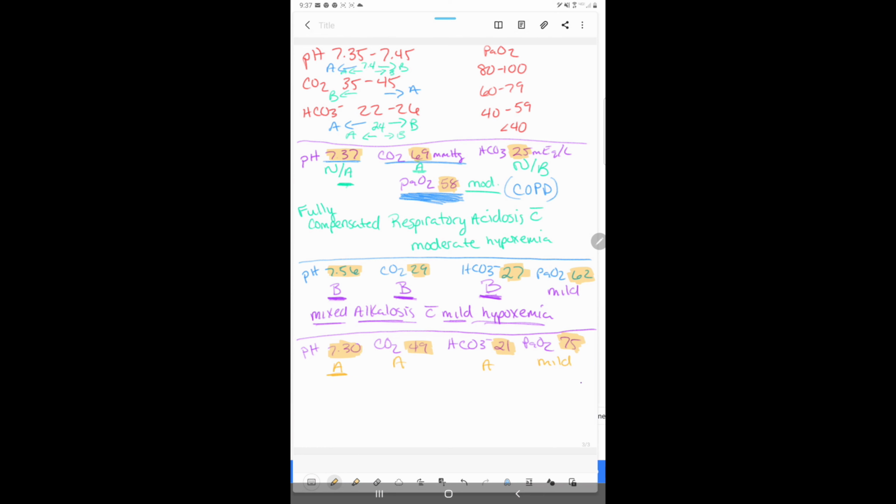So to interpret this, can you guess? You have a pH of an acid. CO2 is an acid. Bicarbs are acid. All three are acids. So therefore, it has to be a mixed acidosis with mild hypoxemia. All right. And that's all there is to it, guys.